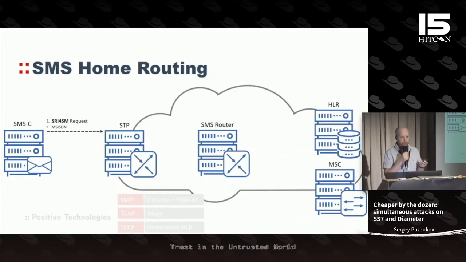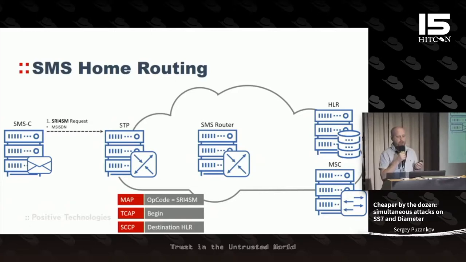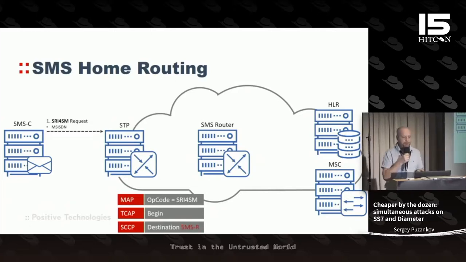What should the STP do? The STP starts analyzing this signaling message layer by layer. On the SCCP layer, the STP defines that the destination node is the HLR. On the TCAP layer, the STP defines that this is a request or initiation of the transaction. That means the STP should look at the upper layer protocol to define the operation code. The STP defines that the operation is send routing info for SM, and after that, the STP changes the destination node from the HLR to the SMS router and delivers this message not to the HLR, but to the SMS router.